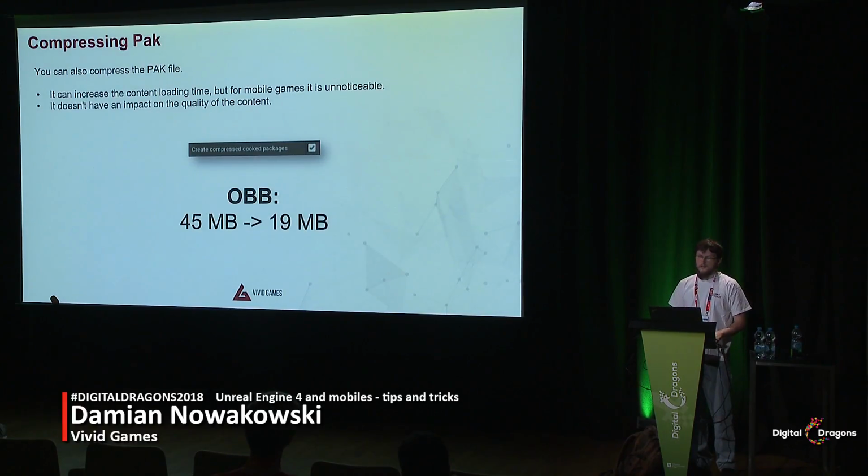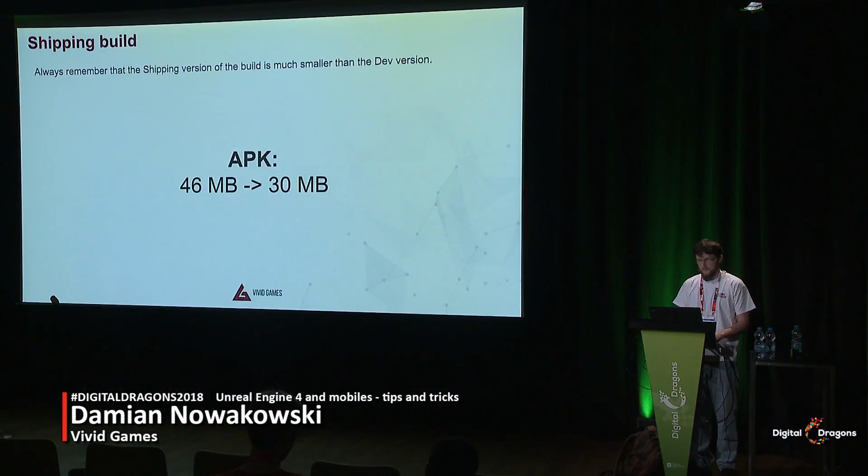And the last option to reduce the OBB file and the content file is to enable the compression of the PAK file. It can increase the content loading time because it has to uncompress when loading, but for small mobile games, this time is unnoticeable. And it also doesn't impact the quality of the content, so just check it and you have the small build. And always remember the obvious thing that the shipping version will be much smaller than the development version.